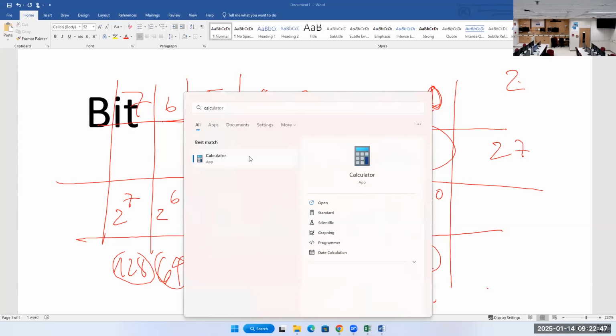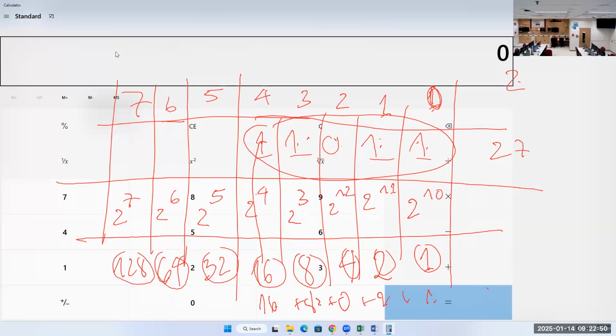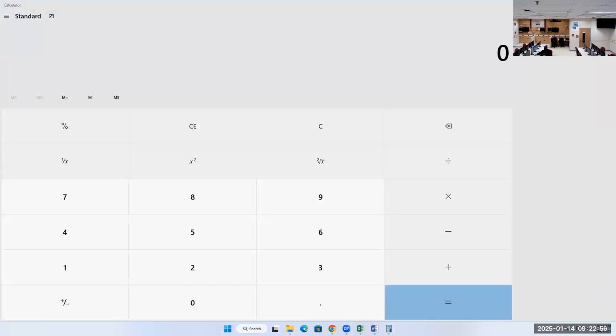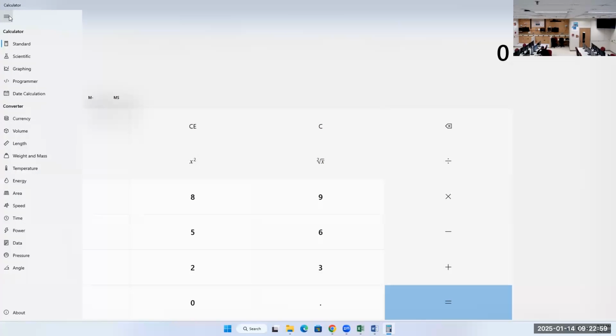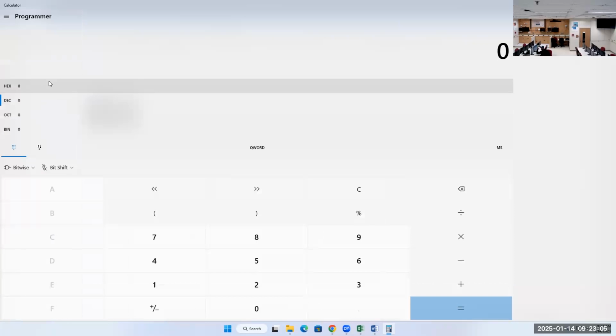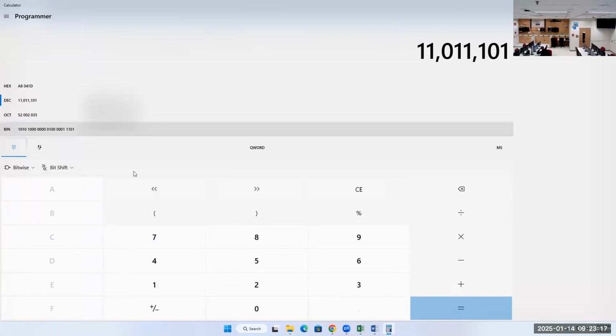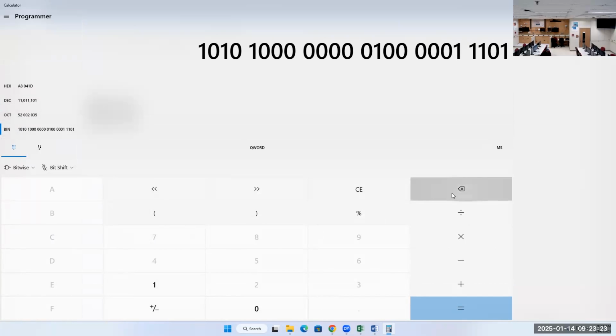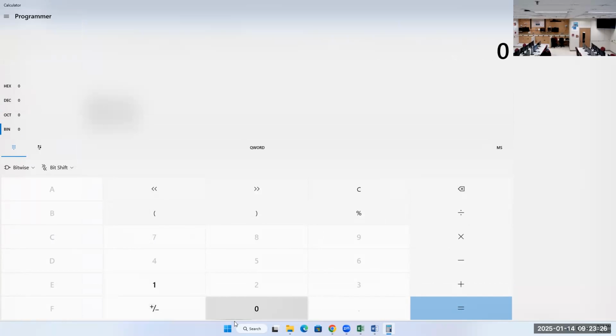In the case you use a calculator, you can choose the programmer option. Think about this: I have 1, 1, 0, 1, 1, 1, 0, 1. And you can see how I convert it here. I have to choose binary first. If I choose binary, I only have two possible values, 0 and 1.